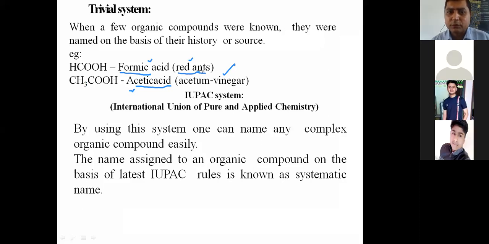So these are the examples. There are many compounds that have trivial names, and they are accepted as such in IUPAC. So this is IUPAC, students, the International Union for Pure and Applied Chemistry, and its office is situated in Geneva.